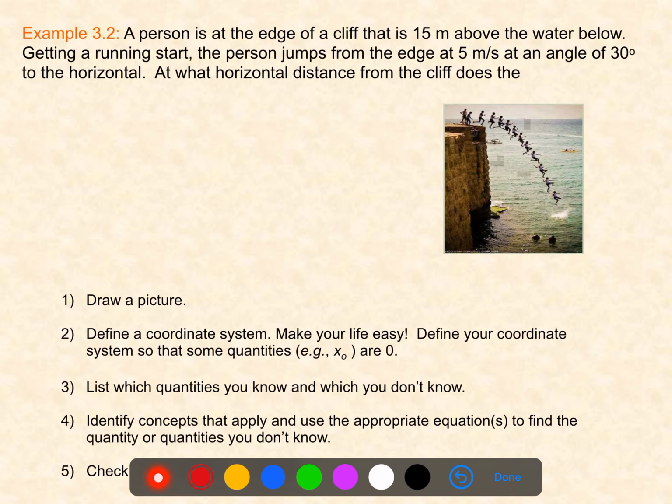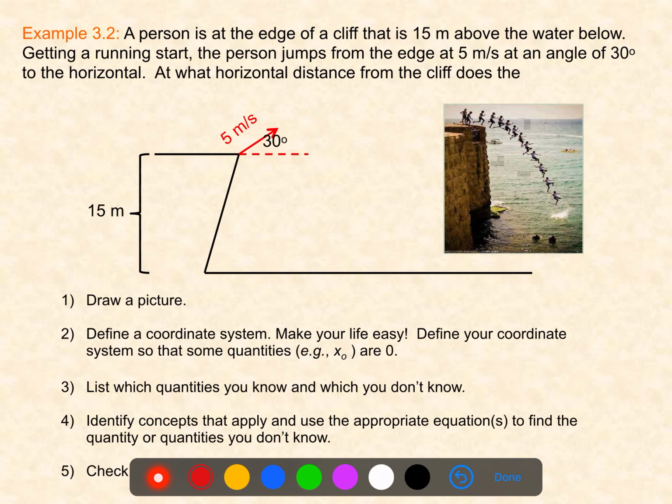So step one is to draw a picture. Again, it doesn't have to be fancy like this photo, just a rough sketch is fine. And then you want to define a coordinate system to go with that. Okay, so we're going to place the initial velocity vector here at the edge of the cliff, and we want to make that a 30-degree angle from the horizontal, right? And the cliff itself is 15 meters. So we've sketched out the situation.